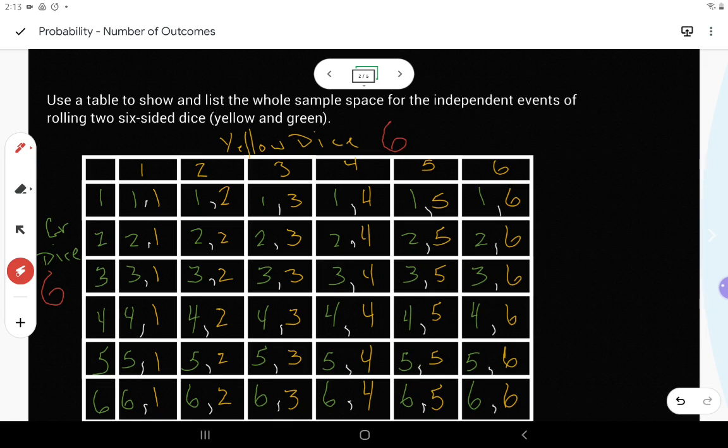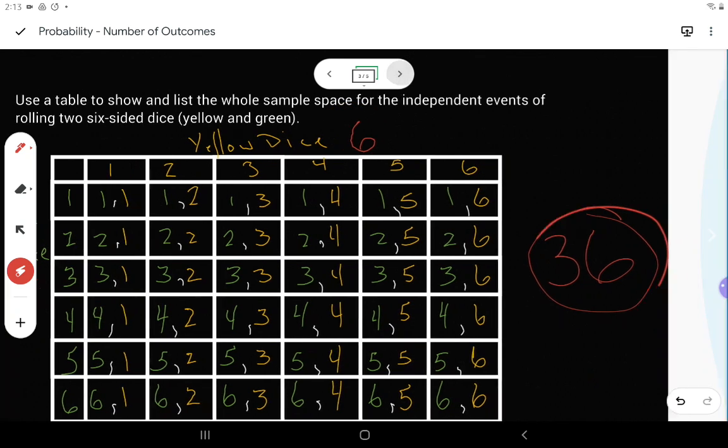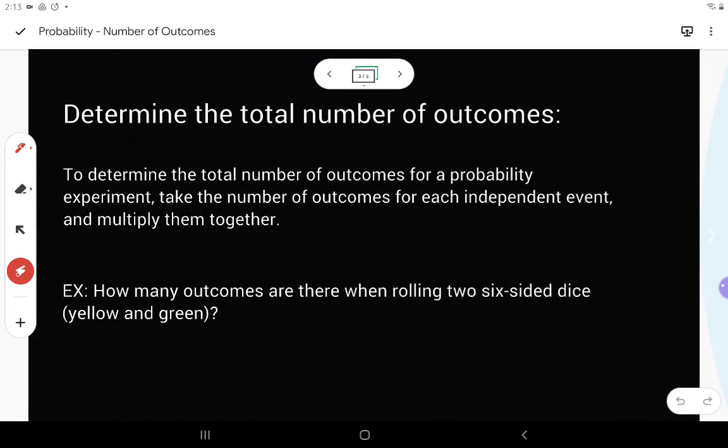Now, if you count up all of the possibilities, there's 1, 2, 3, 4, 5, 6, and then as we keep going, 12, 18, 24, 30, 36. So we have now 36 total possible outcomes. And I wonder if you notice some relationship between 6 and 6 and 36. So here's really what's going on. To determine the total number of outcomes for a probability experiment, I'm just going to take the number of outcomes for each independent event and multiply them together, right?